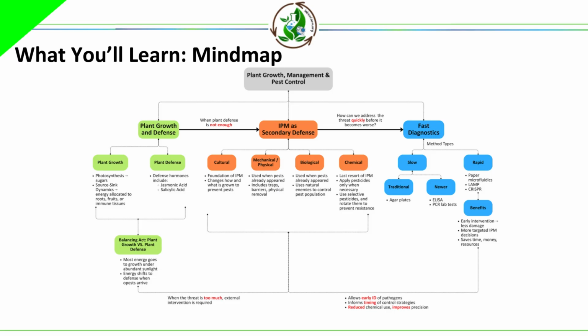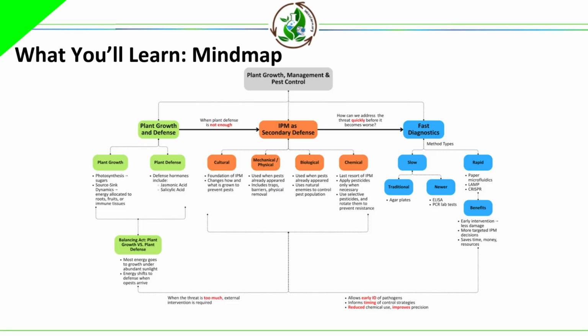In green, you see the plant itself. Plants are always balancing energy between growth and defense. In normal conditions, they grow leaves, roots, and fruit. When pests attack, hormones like jasmonic and salicylic acid switch on and energy shifts into defense. In orange is IPM, our second layer of defense when the plant's own responses aren't enough.